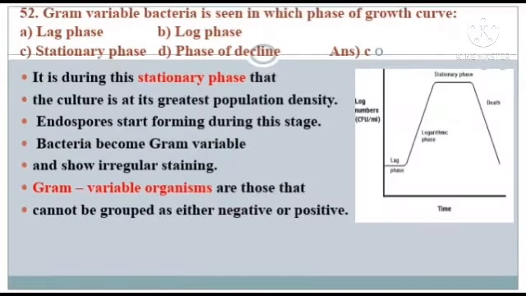Question number 52. Gram variable bacteria is seen in which phase of growth curve? The answer is option C, stationary phase. It is during this phase that the culture is at its greatest population density and the spores start forming during this stage. Gram variable organisms are those that cannot be grouped as either negative or positive.